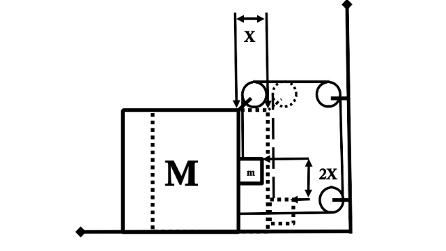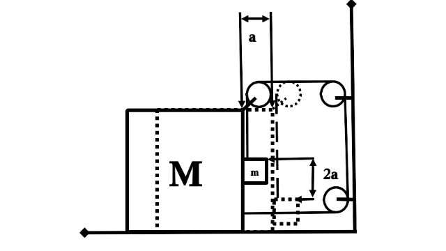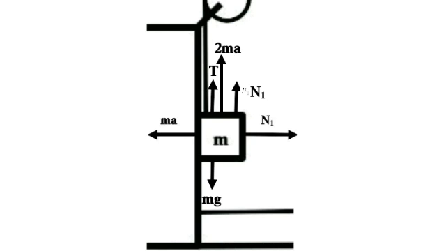So if the bigger block moves the distance x, then since there are two strings directly in contact with the small m, it will move a distance 2x. So if capital M moves with the acceleration a, then the smaller block will move with the acceleration 2a. So we make the free body diagram. First we make the free body diagram of the smaller block.